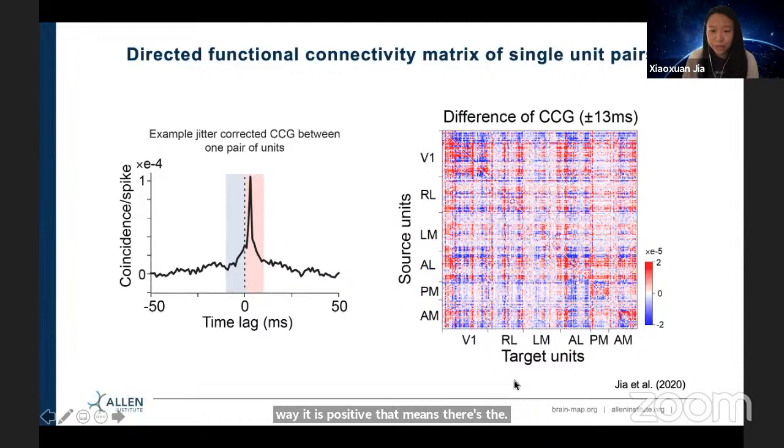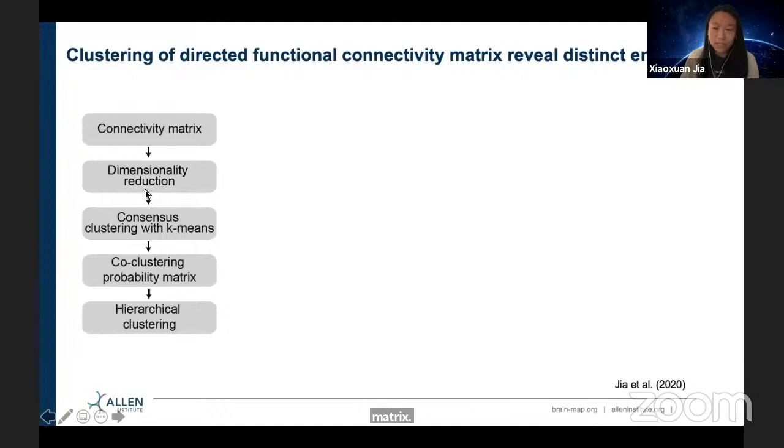Here, the source and target units are organized according to their areas and also their depths. And you can see there is some non-randomness in this adjacency matrix. We used an unsupervised clustering method to identify modules in this adjacency matrix that share a similar connectivity pattern to the network. Basically, we reduced the dimensionality of the adjacency matrix and applied consensus clustering to the reduced PCs to identify the modules. We found three modules consistently across mice.